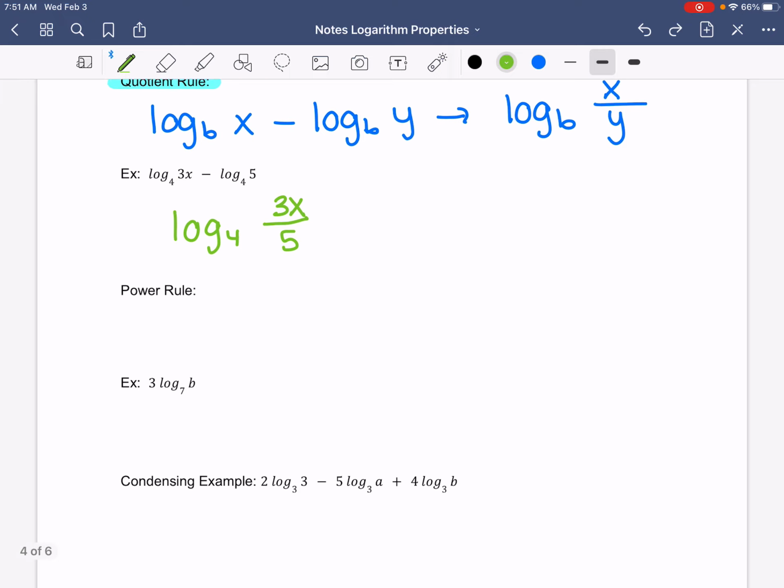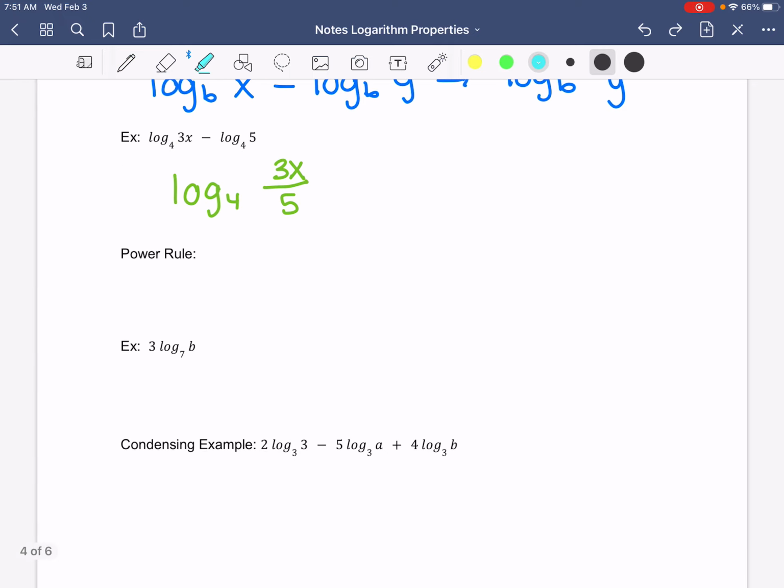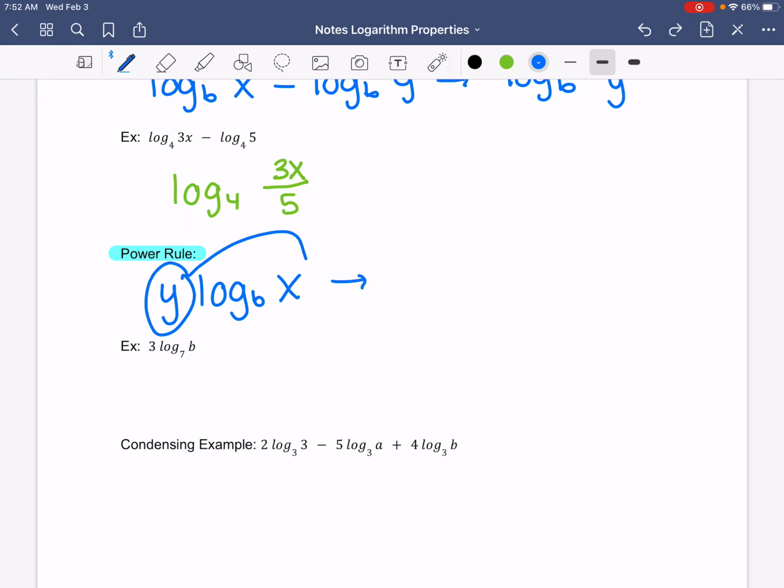All right, one last rule, it's the same rule we had before, the power rule. So the power rule says that if you have something being multiplied in front of your log base, whatever your original log base was, the way that you condense is you move this as an exponent. So you take that number that was once in the front, and it now becomes an exponent on your log piece. So let's look at an example of this.